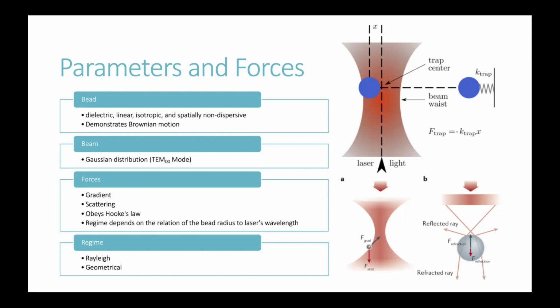Now, how we define these forces is based on the size of the object in relation to the wavelength of the laser. If the radius of the bead is much smaller than the wavelength, we can expect a Rayleigh scattering regime. And if the radius of the bead is greater than the wavelength, we can approach the forces with a geometric approach.